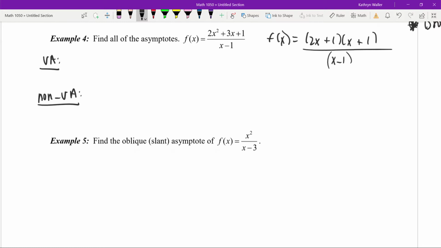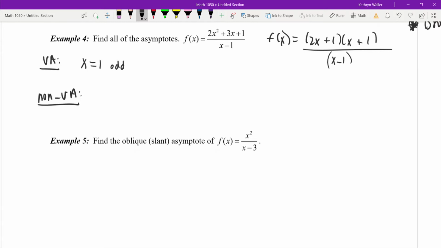Everybody tell me, how do you find a vertical asymptote? Where do you look? The bottom. If you just said bottom, that's awesome. That was like 15 minutes ago, and you still remember. Okay, that's good. Set the bottom equal to 0, and you get x equals 1. Even or odd? Tell me that. Odd is correct. Let's write down odd.